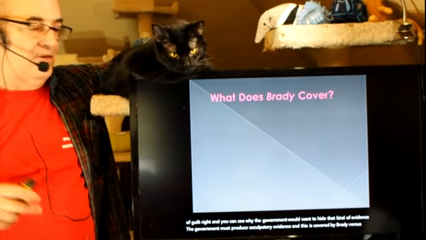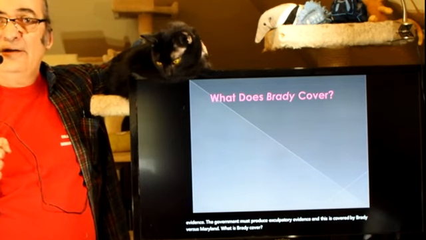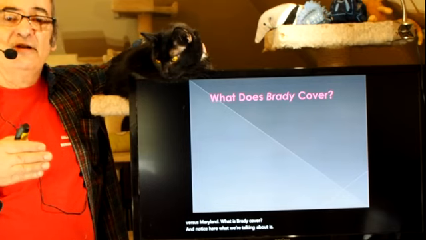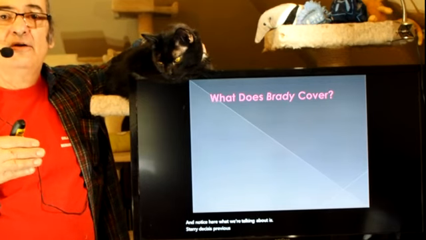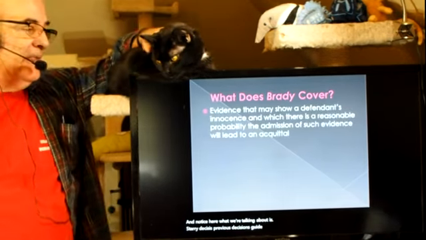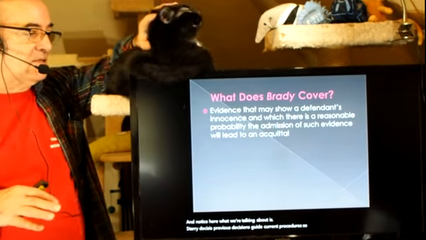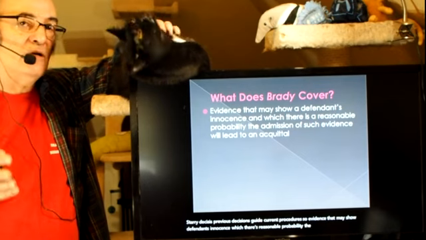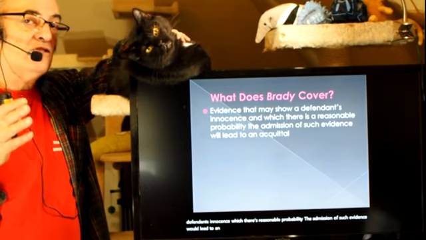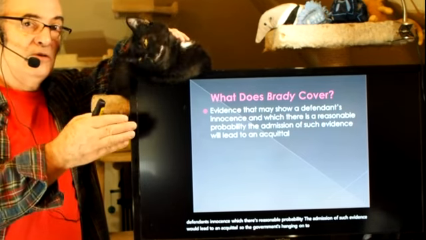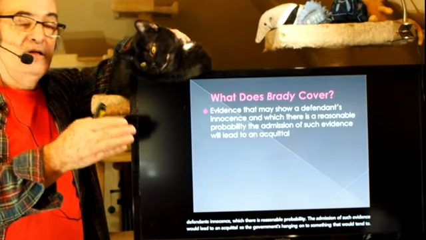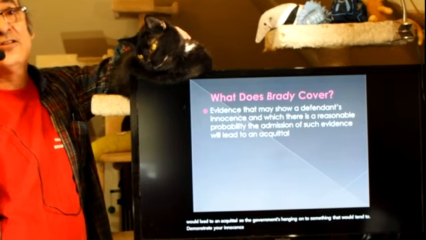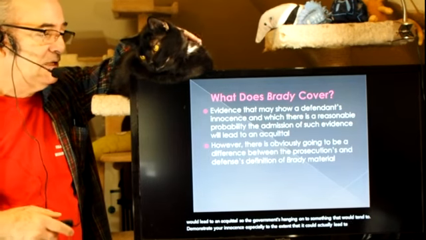What does Brady cover? And notice, what we're talking about here is stare decisis, previous decisions guide current procedures. So, evidence that may show a defendant's innocence, where there's a reasonable probability the admission of such evidence would lead to an acquittal. So the government's hanging on to something that would tend to demonstrate your innocence, especially to the extent that it could actually lead to an acquittal. It must be produced, right?